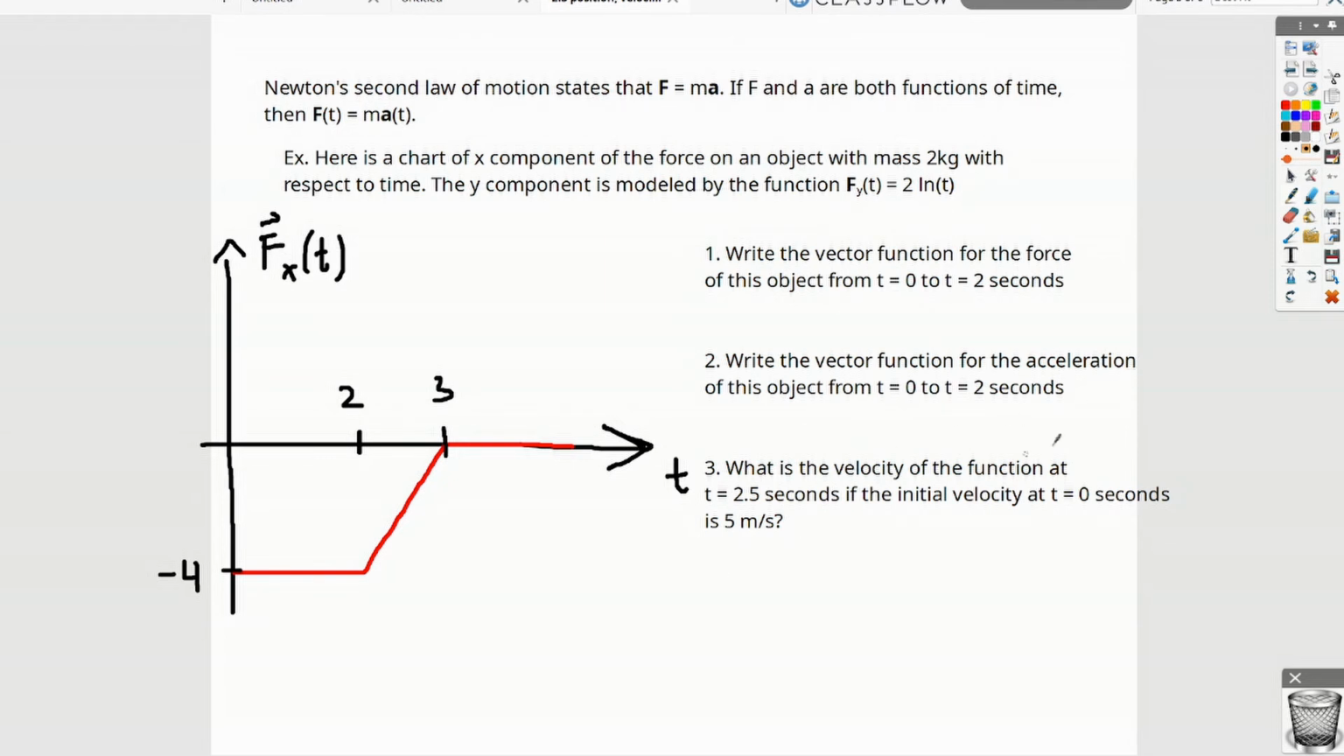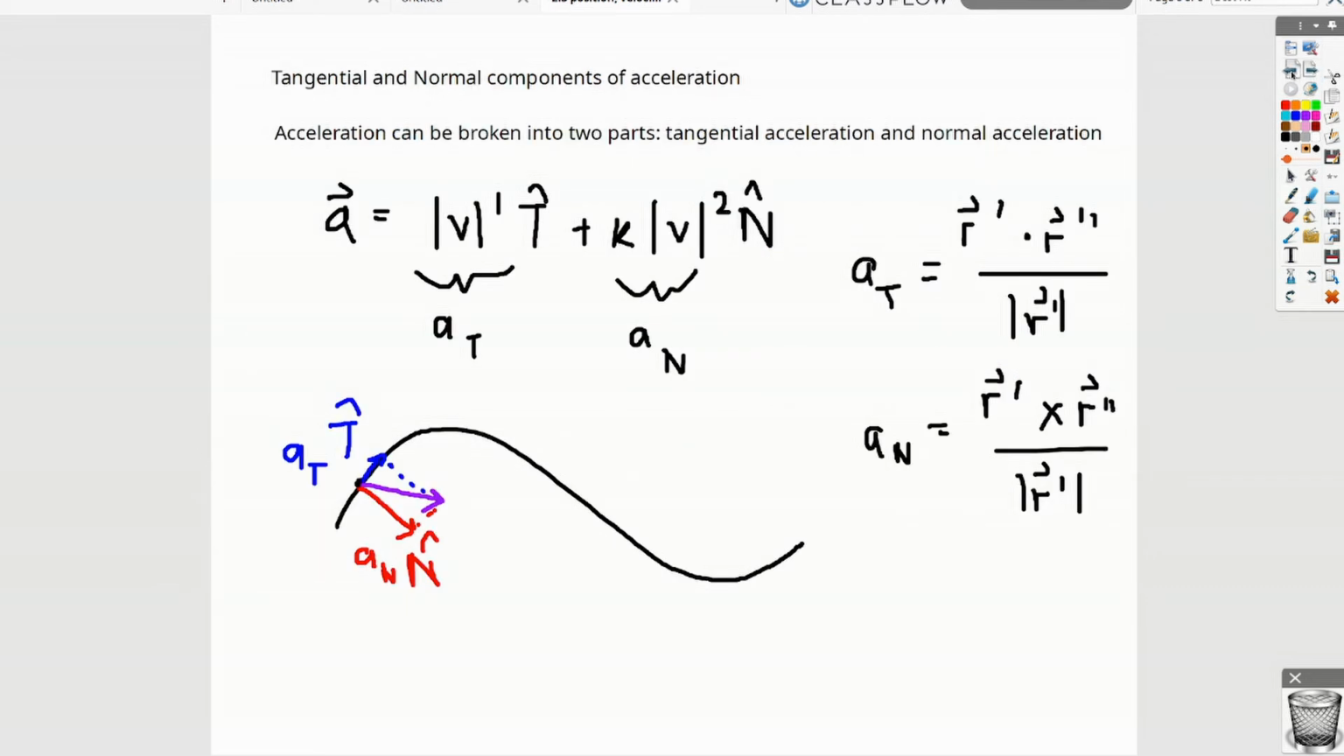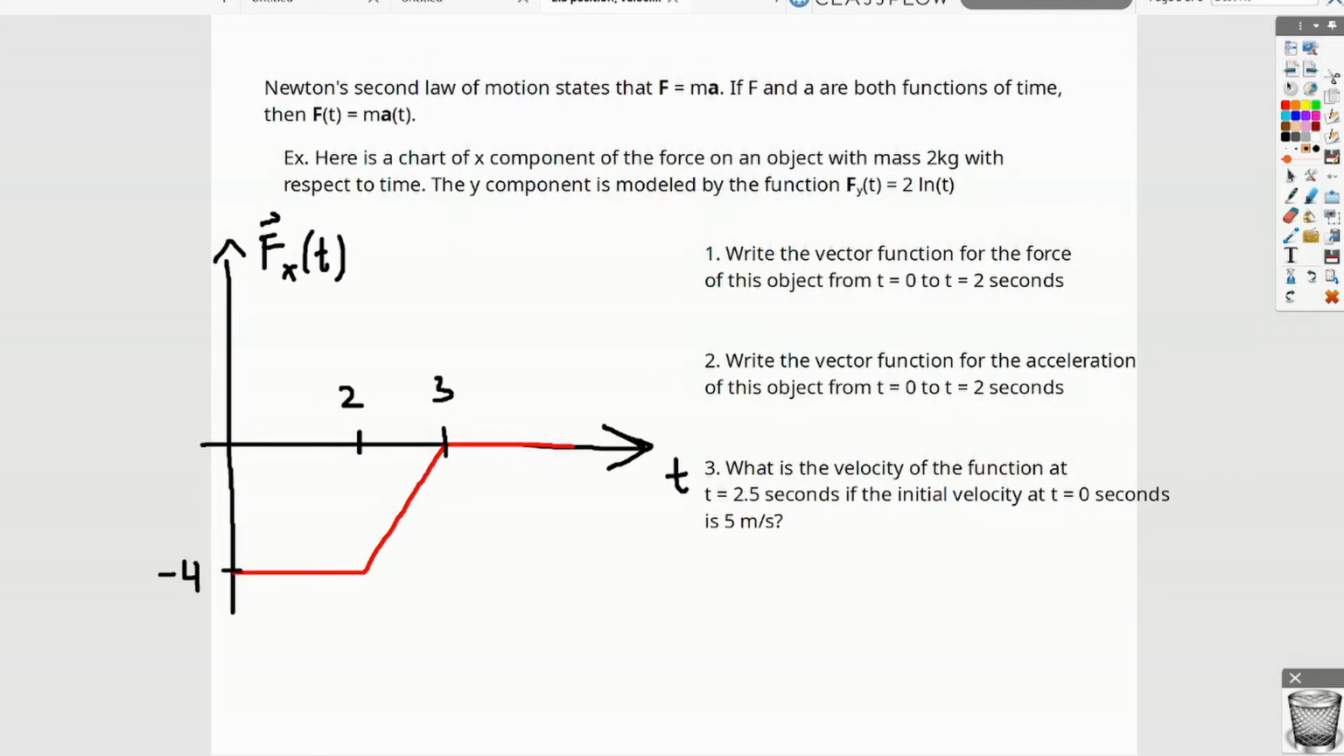So Newton's second law of motion states that the force is equal to the mass times acceleration. So if force and acceleration are both functions of time, then the force f of t is equal to mass times acceleration of t, right? So this is a chart of the x component of a force with respect to time.